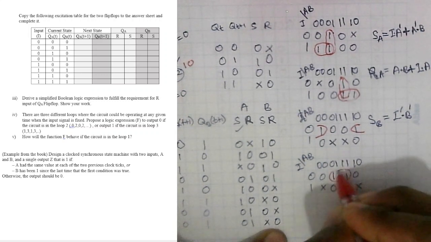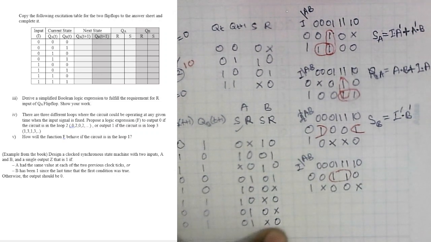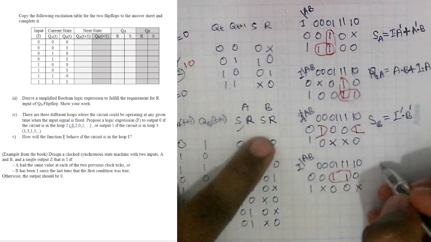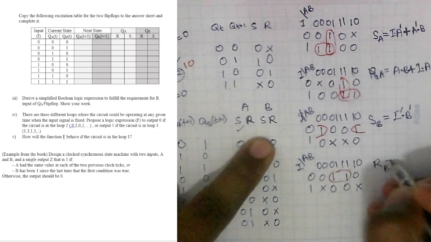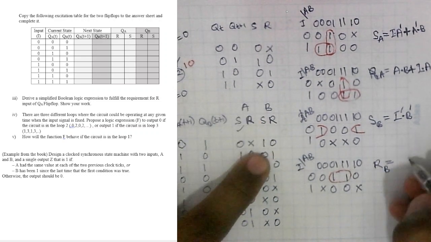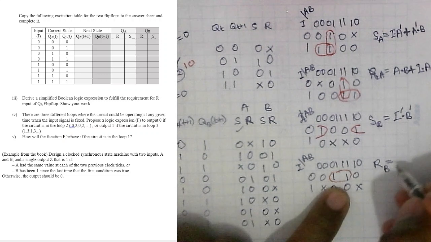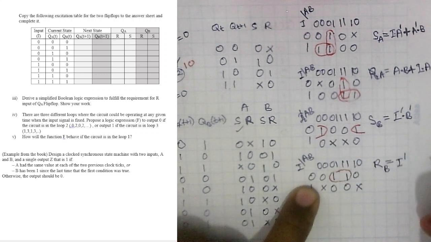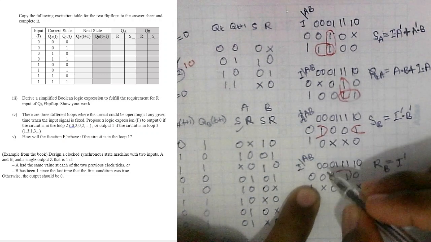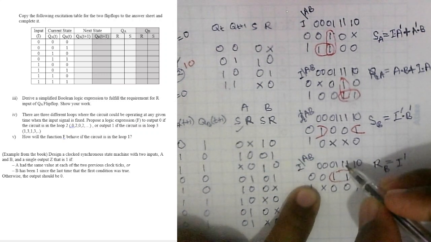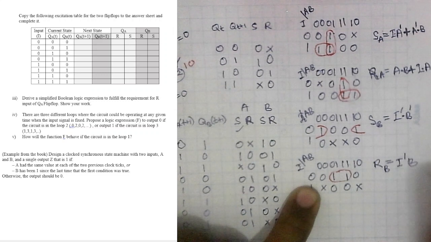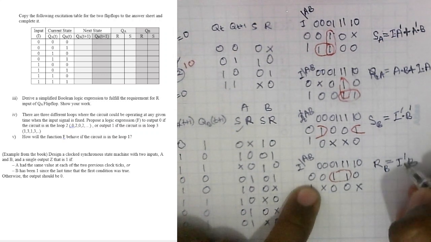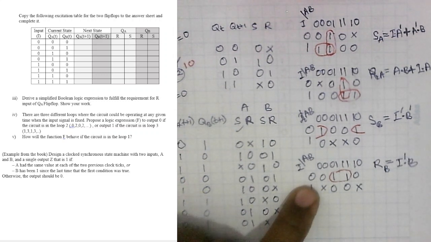We can group it like this. So what is the output? We are considering R of B here, right? So R of B is going to be I bar, because this is 0 always. I bar, then what is common here? B is common, A is changing, B is common, so it will be B. This is an AND.